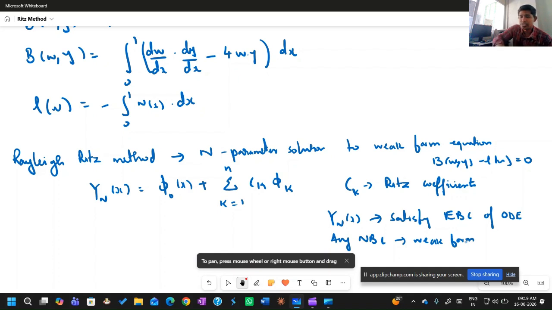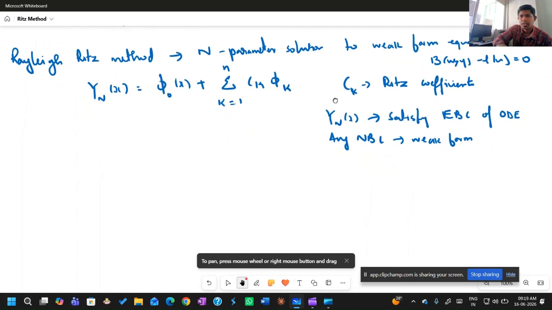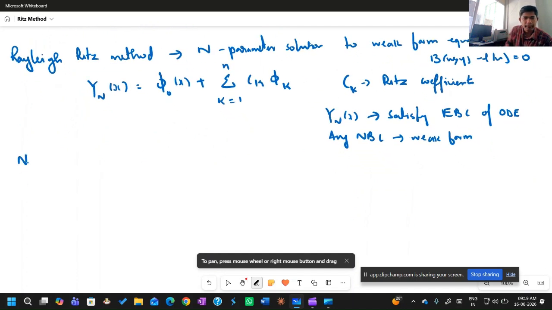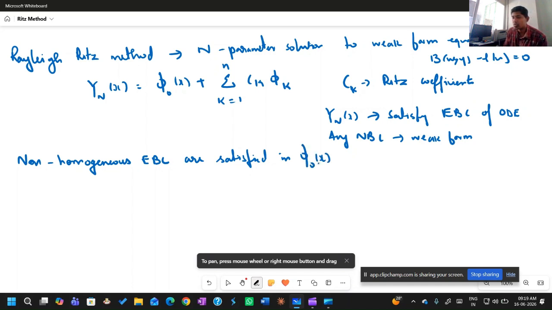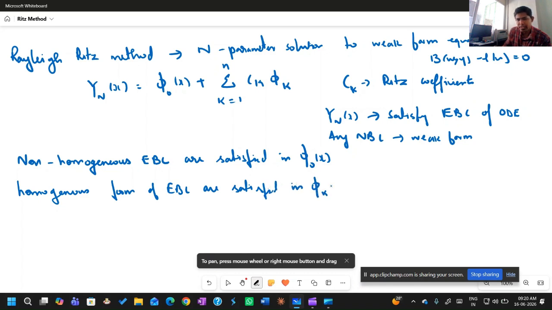Non-homogeneous essential boundary conditions are satisfied in phi naught of x, and the homogeneous form of the essential boundary conditions are satisfied in phi k of x.